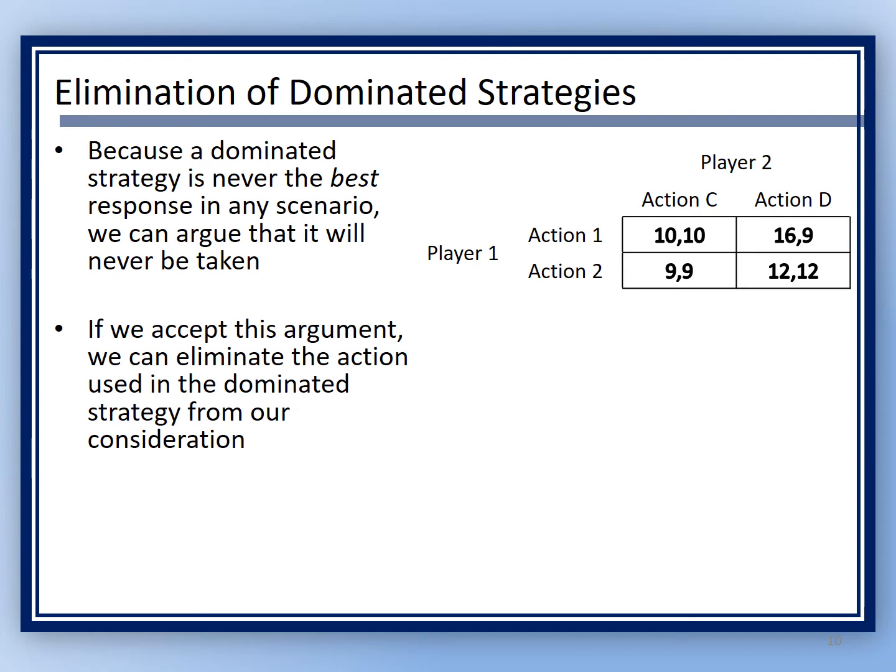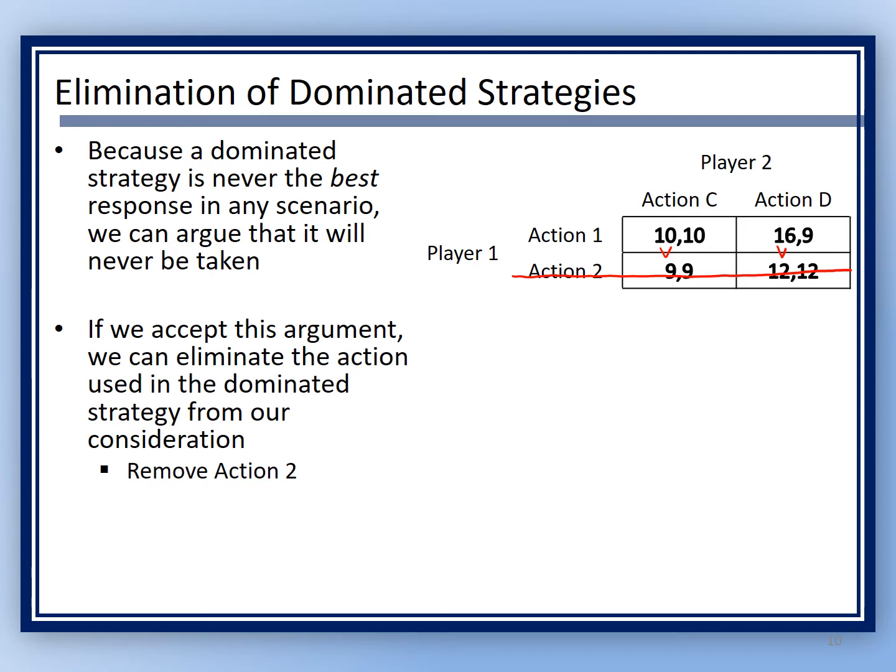In our particular example, 10 is better than 9, 16 is better than 12. Player 1 is never going to use action 2 regardless of what player 2 does. So in some sense, it doesn't need to exist. You can eliminate it. But once you eliminate one action, the game has to change.